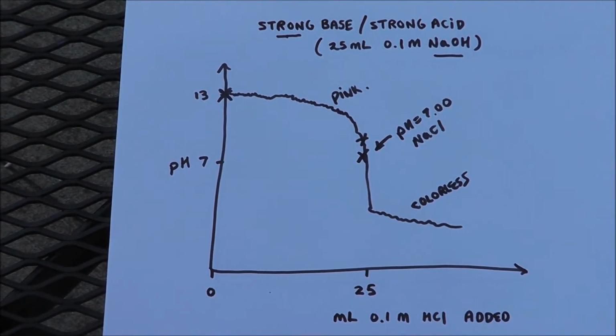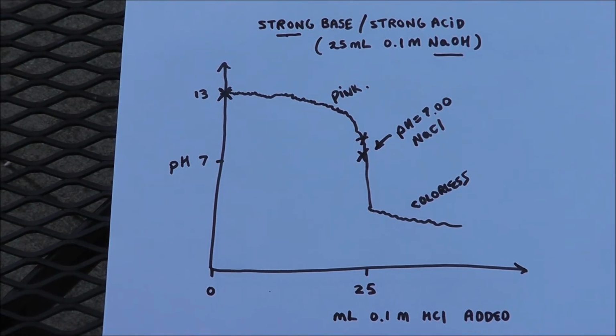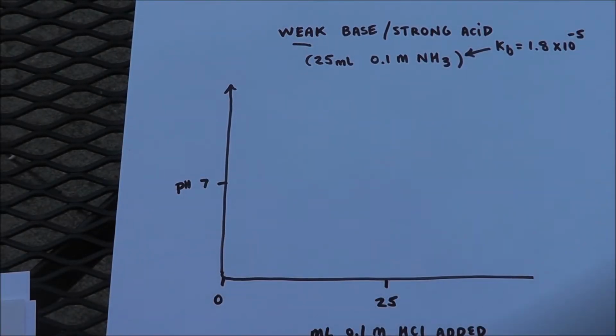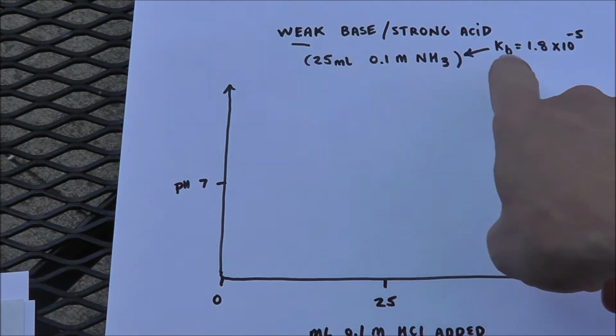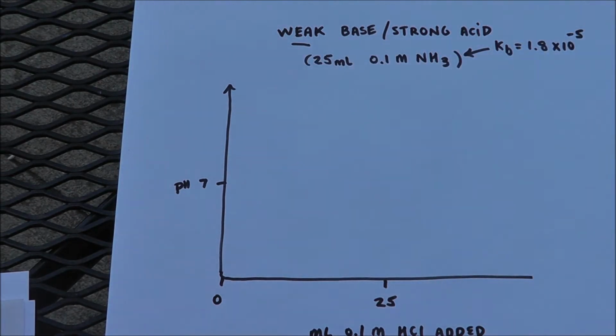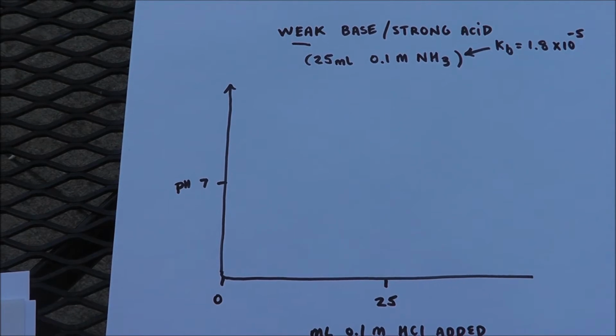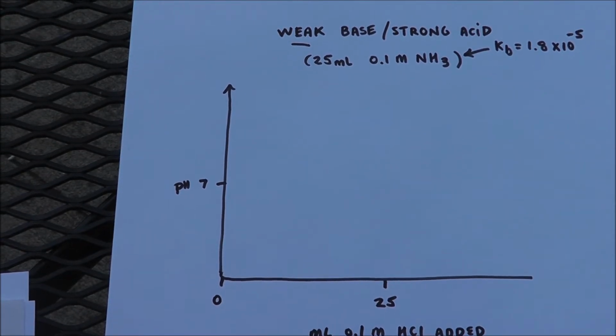Now let's replace this with a weak acid. Now we're going to say, what if we had a weak base? And you know what? I'm going to pick ammonia. You know why? I want to cheat. Because due to some dumb coincidence of nature, the Kb of ammonia is the same number as the Ka of acetic acid. I'm pretty sure that's just a coincidence.